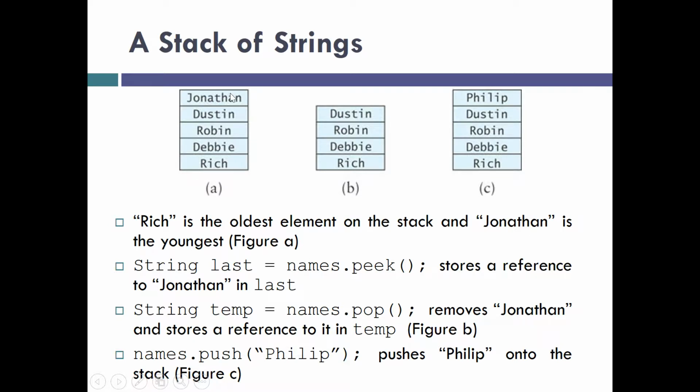So if we do peek on the stack right over here, we get Jonathan back. If we pop, we get Jonathan, and now we end up with this stack. And now if we were to push Philip onto the stack, well, now Philip is the top item of the stack, right? Very simple operations. They're nice and unambiguous, which is why we like stacks so much.